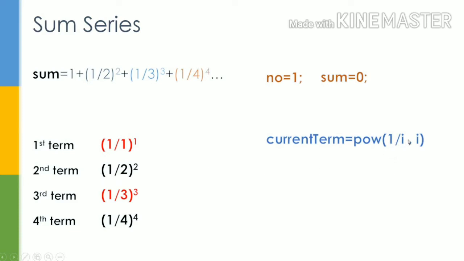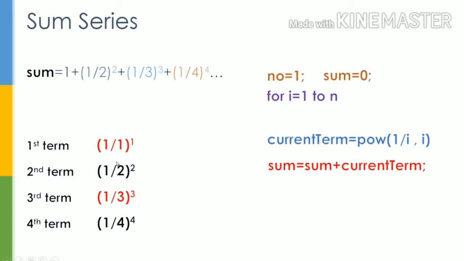So we can say current term equals the math power function. Here we have used the bracket 1 by I comma I, that is the raised power. After that we have to sum equal sum plus current term. So the first term is 1 by 1 power 1, second term 1 by 2 power 2 and third term 1 by 3 power 3. So keep on adding all these in the sum of series.